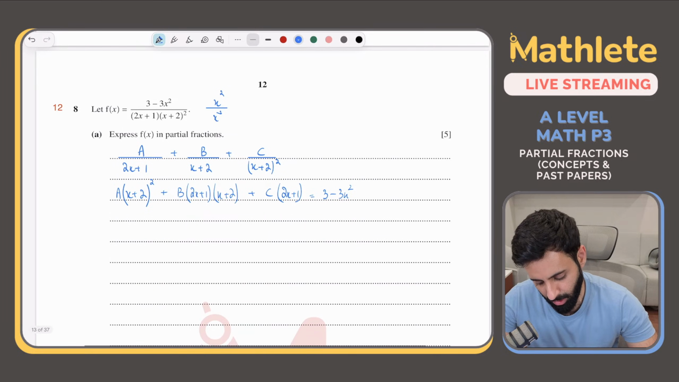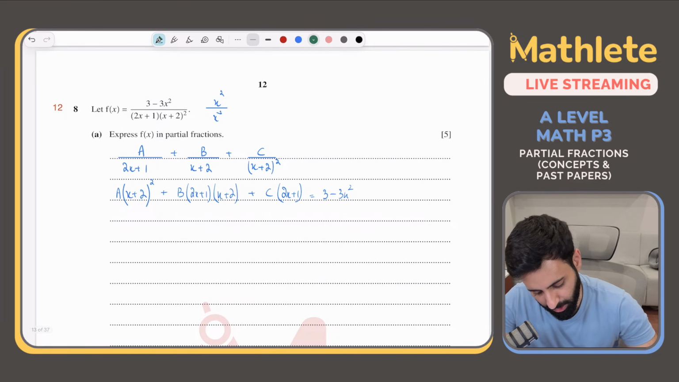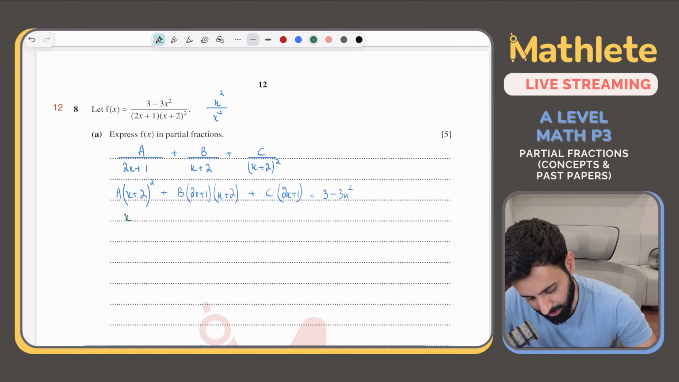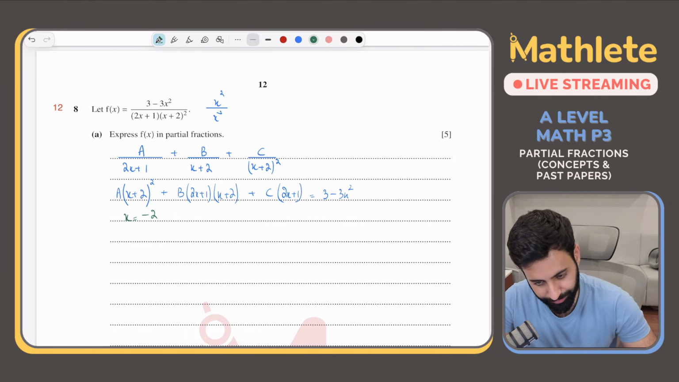Okay. Now what are the values that we need to plug in? We need to plug in x equals minus half, and we need to plug in minus 2. So let's start with minus 2. So a into minus 2 plus 2, that is 0.